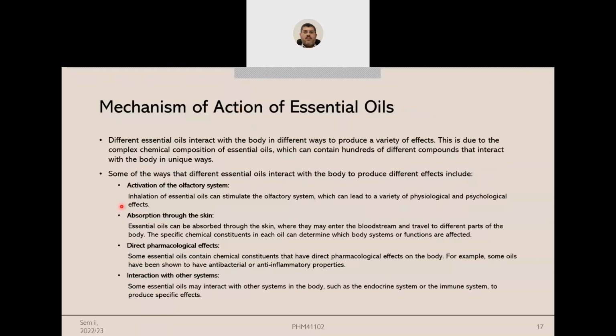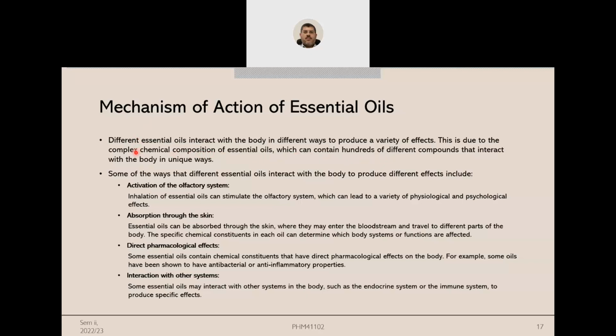Okay, so now after mentioning the benefits, we want to understand how these oils produce their action in the body. What is the mechanism of action? It depends on the oil. Different oils interact in different ways. They have complex chemical composition, with many ingredients, maybe hundreds of different compounds in one type of essential oil, and they interact with the body in different ways.